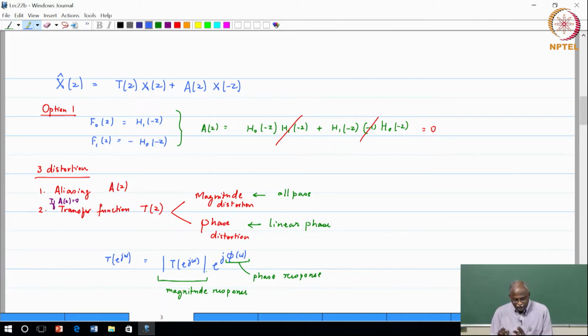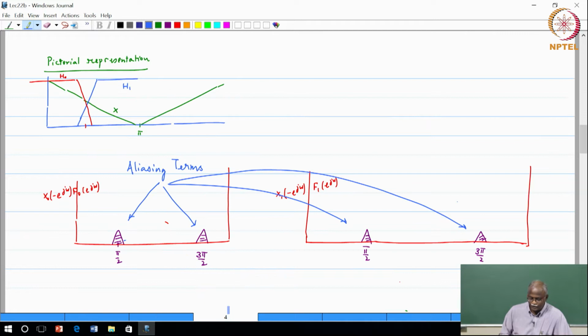Now if we have succeeded in setting A of Z equal to 0, then we can now start focusing on the transfer function T of Z and say that like any other transfer function, it has got a magnitude response, it has got a phase response, and the magnitude distortion, if you want to eliminate it, the magnitude response must be a constant, which basically says it must be an all pass filter. Phase distortion says that this transfer function must have linear phase, and therefore in that condition then we would be able to eliminate the phase distortion as well.